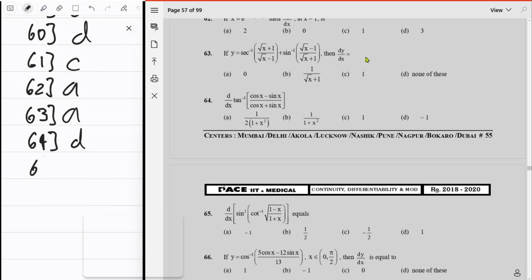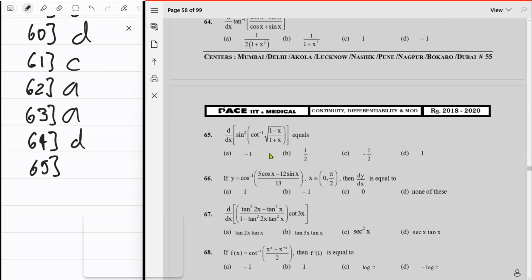Am I doing 65? Yes. Because derivative of tan inverse of x is 1 upon 1 plus x square, right? So it doesn't involve square roots and whatnot. And that's why it's okay to do this thing. Okay, 65th. The derivative of sine squared of cot inverse of whatever this thing is.